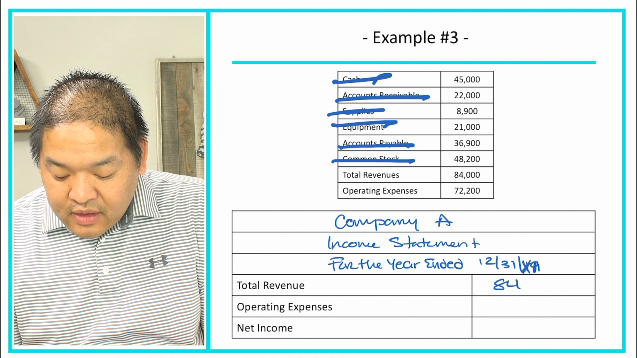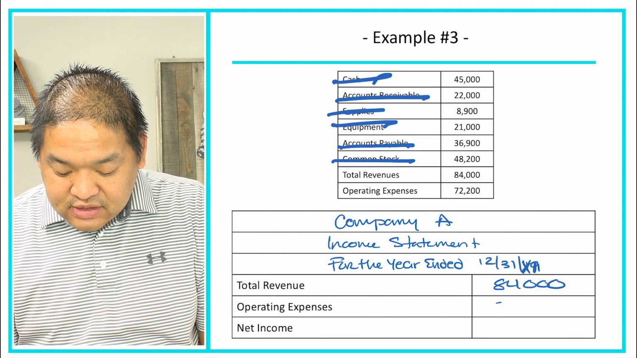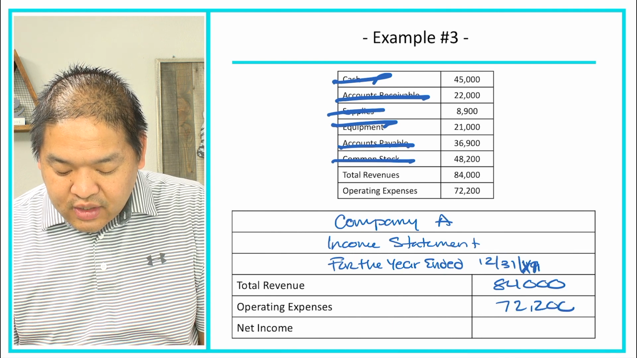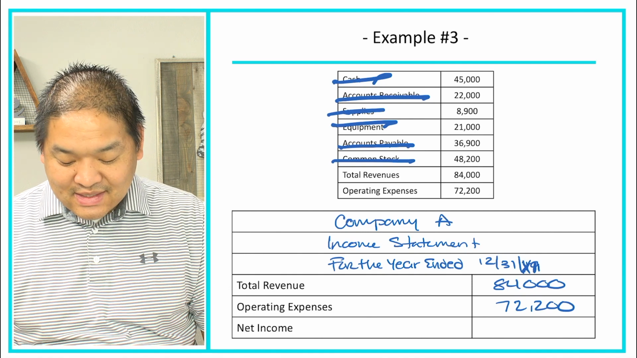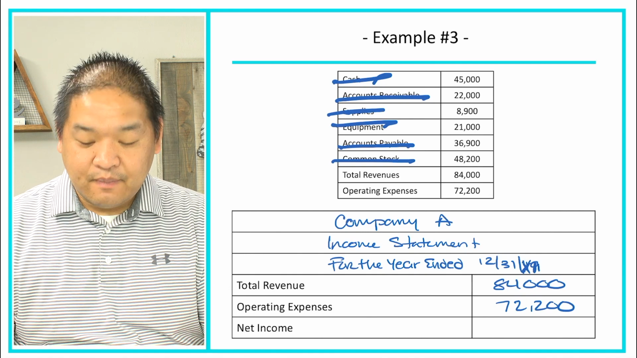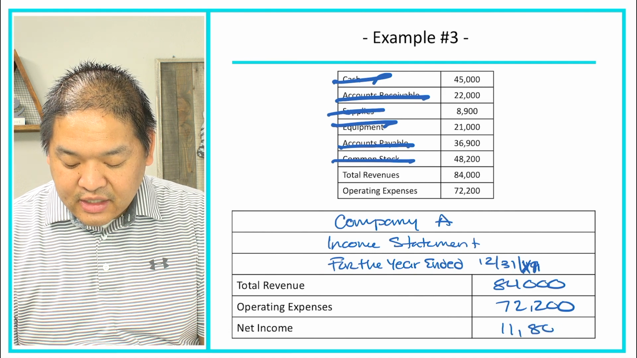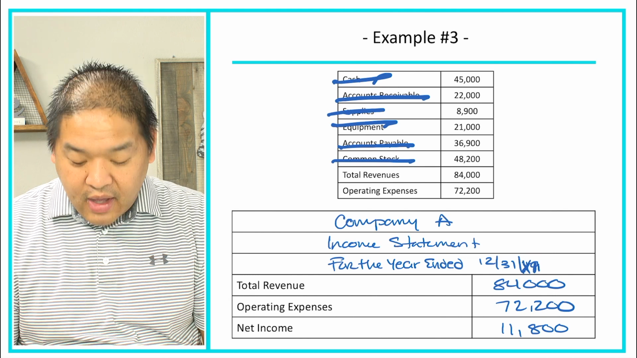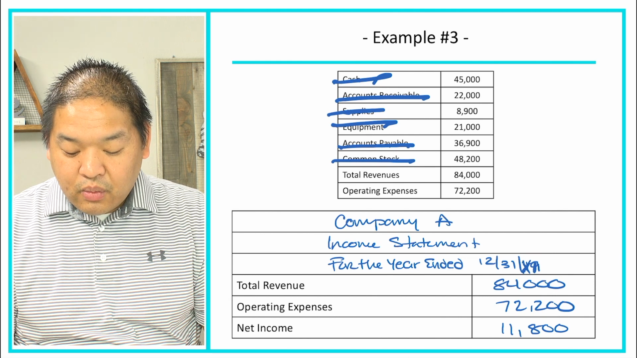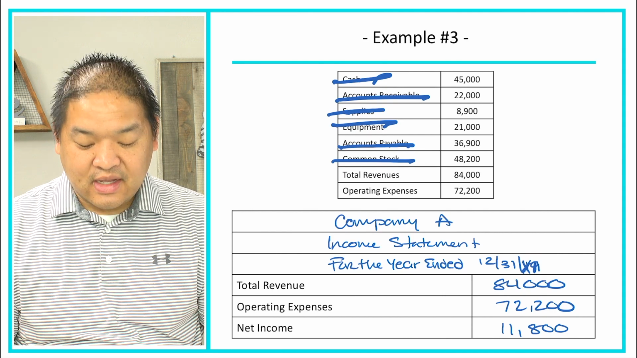All right, so what is our revenue? Our revenue is $48,000. What's our expenses here? Our expenses are $72,200. And so how do we calculate net income? Revenues minus expenses gives us net income. So our net income amount is $11,800. So that's what our income statement is going to look like. We've got our revenues, we've got our expenses, and then we got our net income.